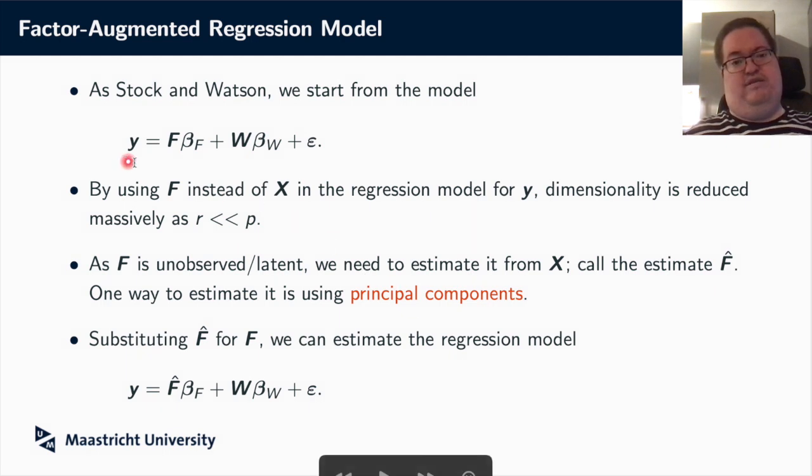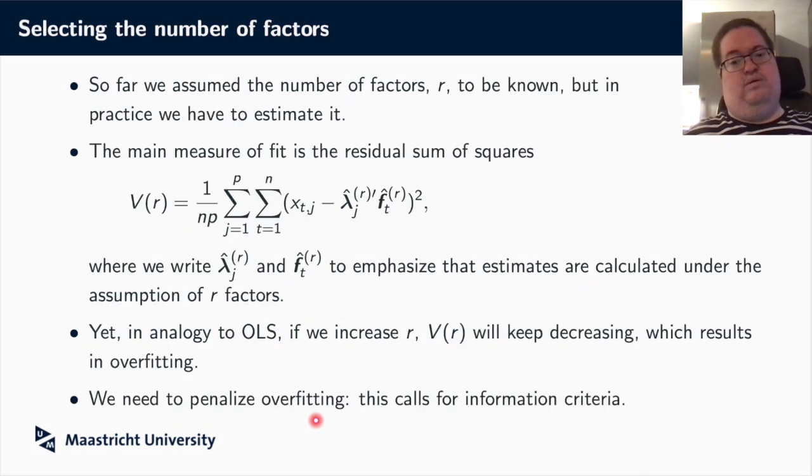So we're going to take the last one as our starting point. We're going to directly write Y as a function of F and W. And as we already did, we looked at how to estimate F from X. That's what we did when we studied principal components. And once we have estimates F hat, we can plug those into our regression model.